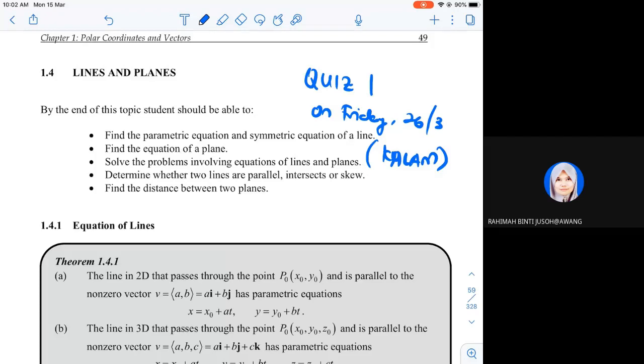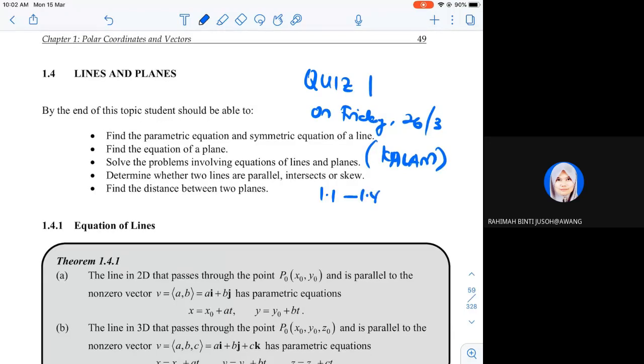Next week, quiz 1. And then the topic that will be covered in your quiz 1 is 1.1 until 1.4. Subtopic 1.1 until 1.4. So quiz 1, basically we will have 12 marks. And then we will convert this into 3% of your carry marks. Okay?